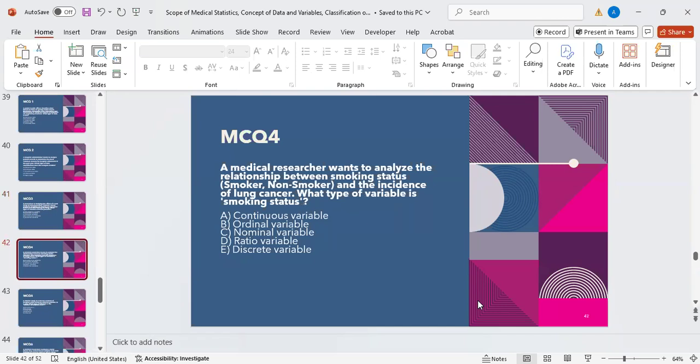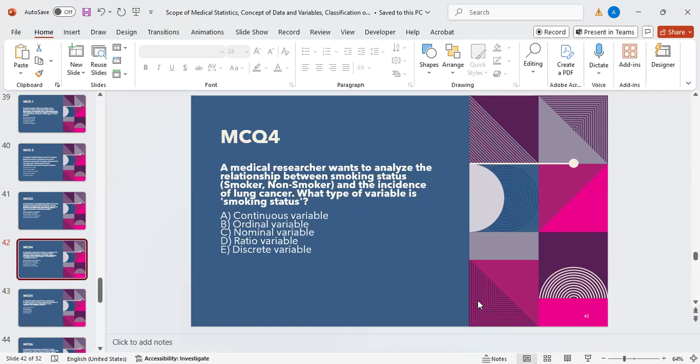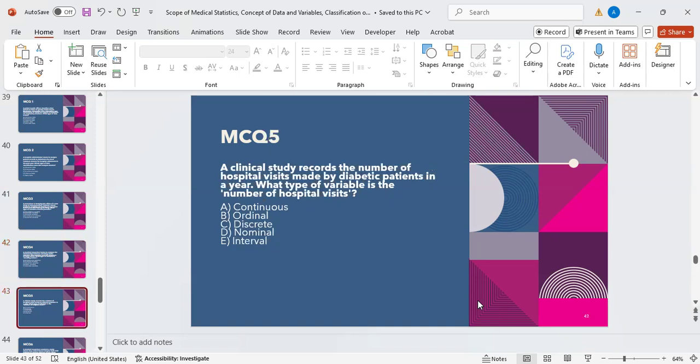MCQ number 4 is: a medical researcher wants to analyze the relationship between smoking status, smoker or non-smoker, and the incidence of lung cancer. What type of variable is smoking status? Option A, continuous variable. Option B, ordinal variable. Option C, nominal variable. Option D, ratio variable. Option E, discrete variable. Ratio variable? No, it's a nominal variable. Discrete? It's a nominal variable. Ordinal? No, it's not ordinal. It's a nominal variable. Smoker or non-smoker. Nominal.